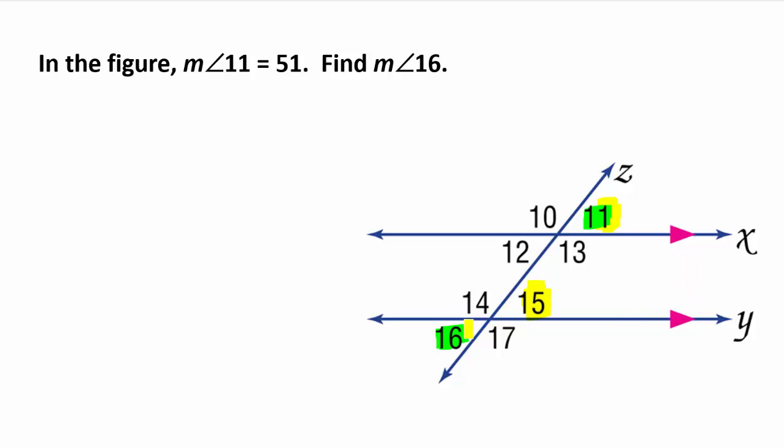But now let's take a look at the relationship between 15 and 16. These two are vertical angles. So as we learned in chapter 1, they are also congruent to each other. So 11, 15, and 16 are all congruent to each other. So that means if the measure of angle 11 is 51 degrees, and that's congruent to this angle, which is also 51 degrees, that means the measure of angle 16 also equals 51 degrees.